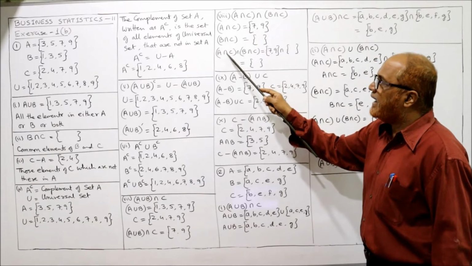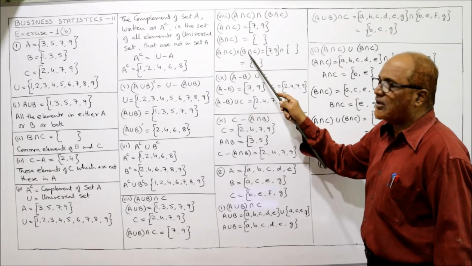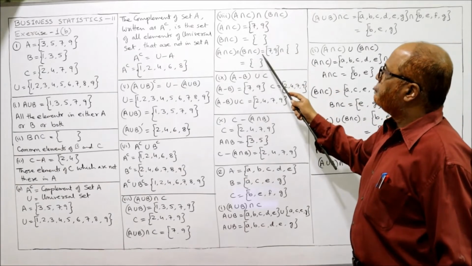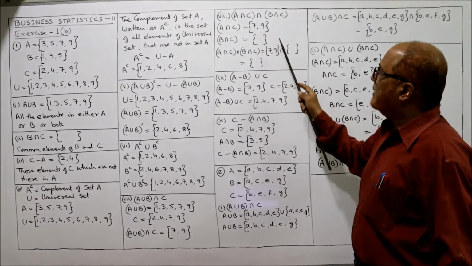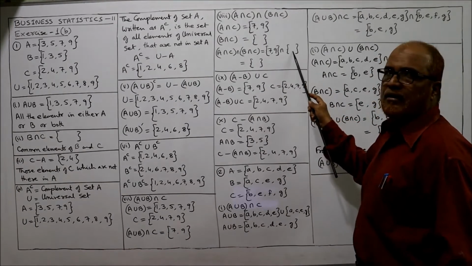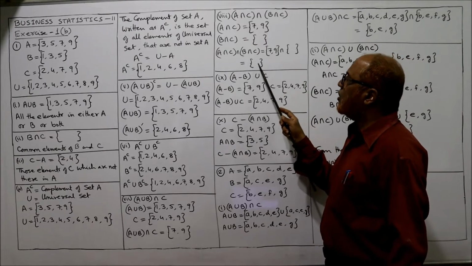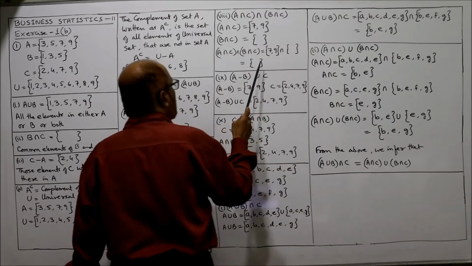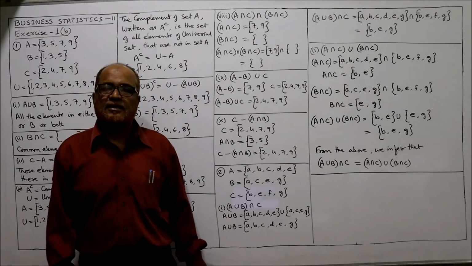Now ultimately A intersection C intersection B intersection C. So 7, 9 intersection null. So when we take the common, it is null. So we have the answer to the 8th problem: null set.